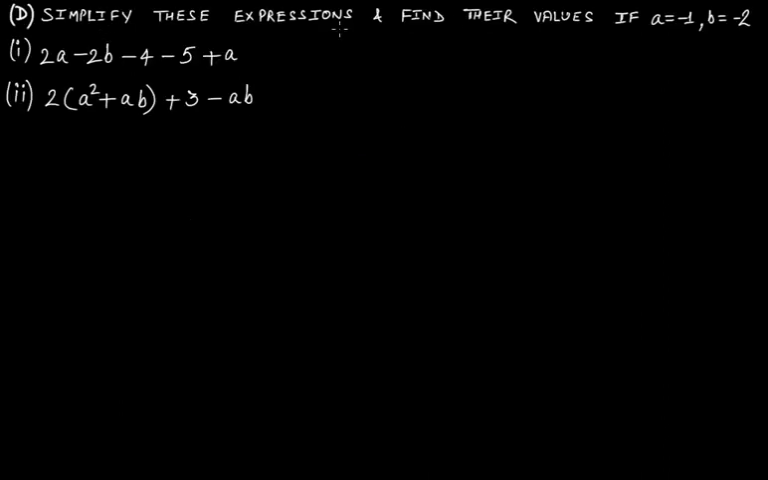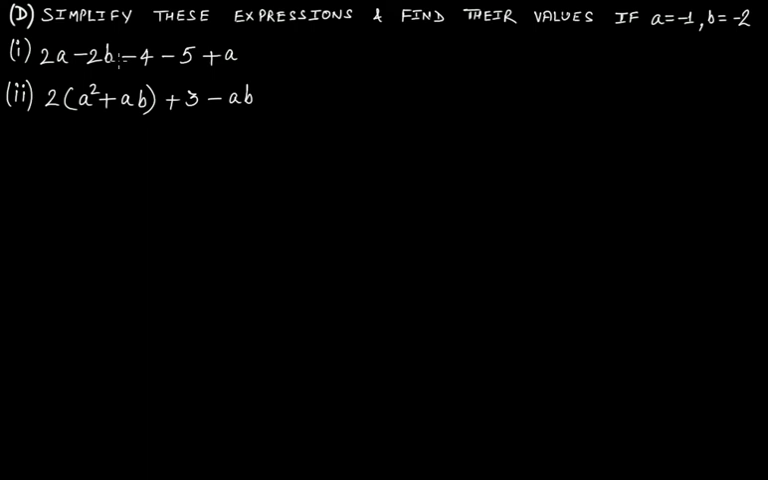Simplify these expressions and find their values if a is equal to minus 1, b is equal to minus 2. Let's take the first one, this one. If we put a as minus 1 and b as minus 2 here, this becomes 2 times minus 1 minus 2 times minus 2 minus 4. Sorry, you have to first simplify. That's really very important. I'm really very sorry for this. I made this mistake.